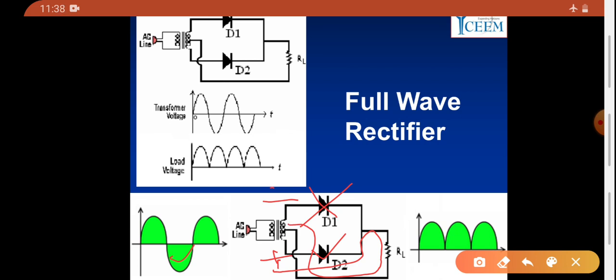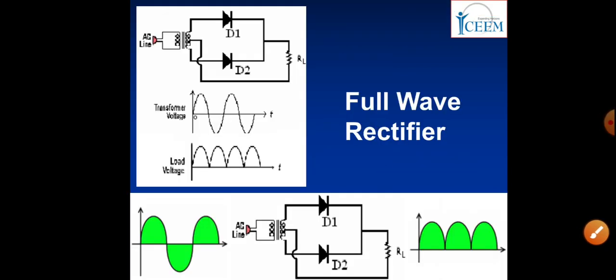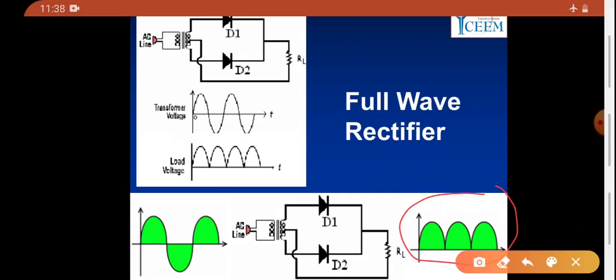So again you are getting the negative half cycle, but it will be reversed in the output, as it is a rectifier. Because of the transformer there is a phase shift, and that's why we get a reversed waveform, a positive half cycle in the output during the negative half cycle of the input. So here you get the output for both half cycles, positive as well as negative. That's why it is called a full wave rectifier.